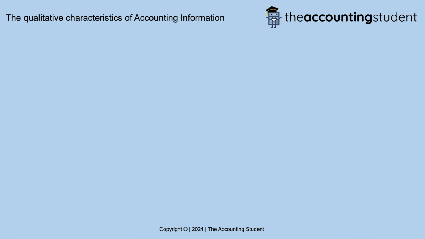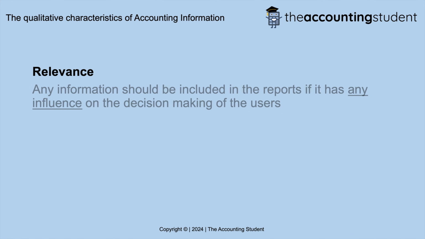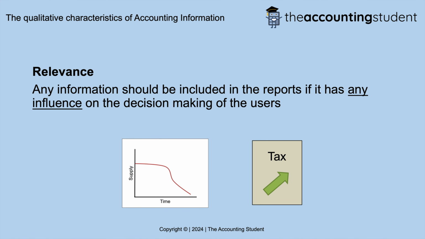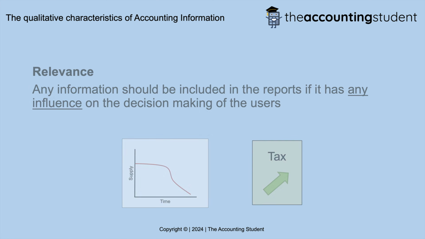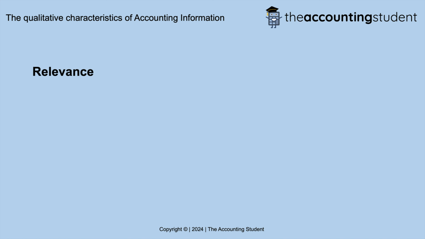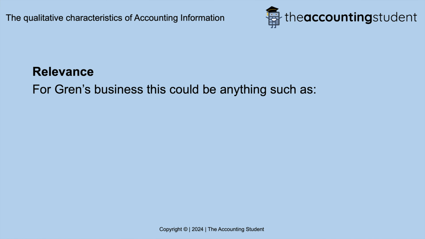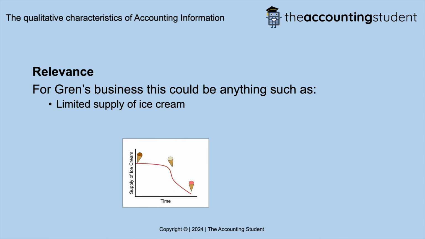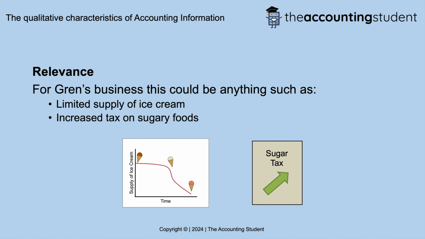The qualitative characteristic of relevance is concerned with any information that should be included in the financial reports if it has any influence on the decision making of the users of the reports. For example, with our friend Gren and the ice cream van business, this could be anything such as the limited supply of ice cream, and also increased taxes on sugary foods such as ice cream.